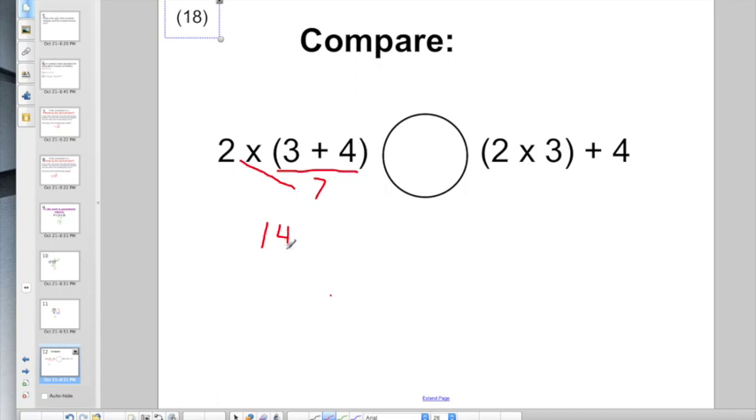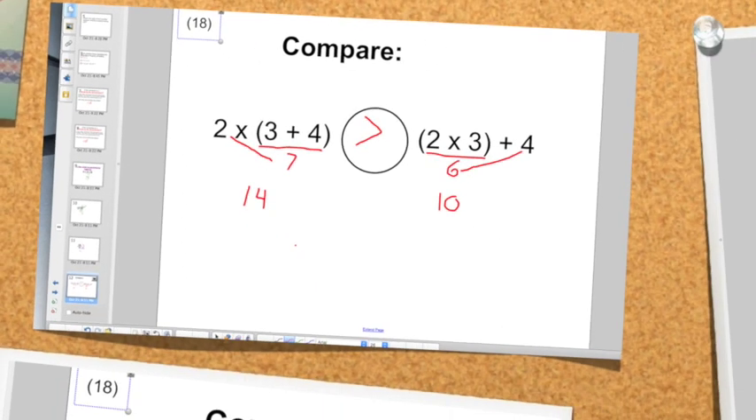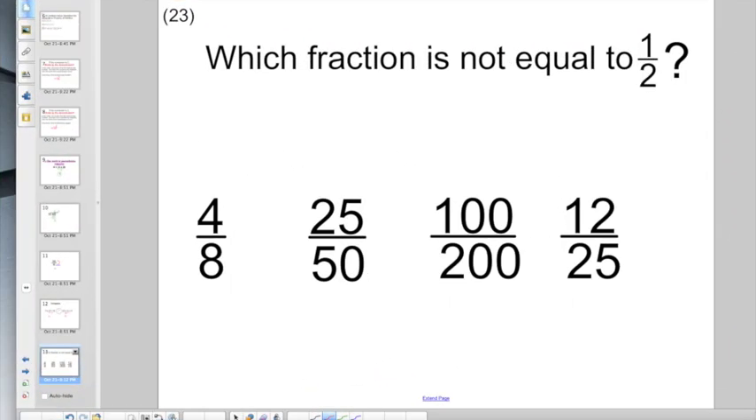Now let's go and take a look at the other side. 2 times 3, hey, that's 6. Now go ahead and do the third part of the problem. 6 plus 4, that's 10. These two problems are not equal. The associative property does not apply. 14 is greater than 10.